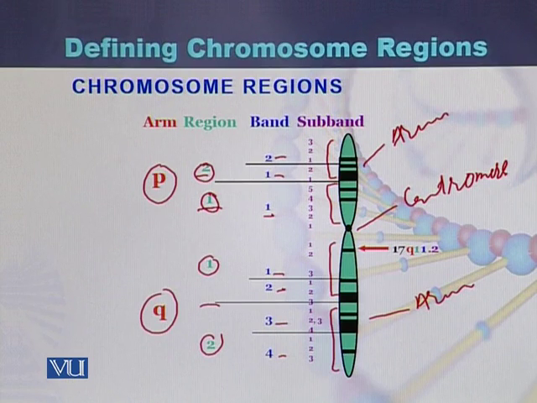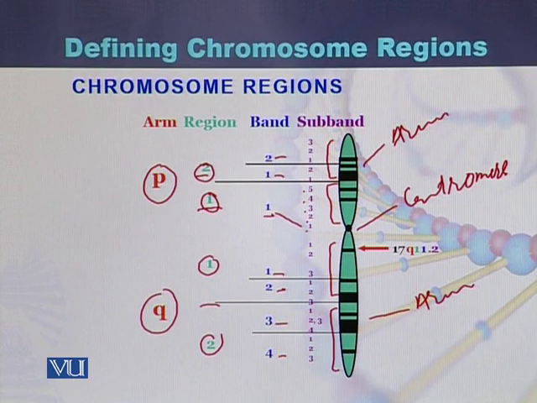Within the bands, there are sub-bands. If we see here, within band 1, we can see the sub-bands are 1, 2, 3, 4 and 5. So these are called sub-bands. We can conclude that sub-bands are present within the bands and bands are present within the region. Regions are the larger fragments we can see with the help of microscopes while performing karyotyping.